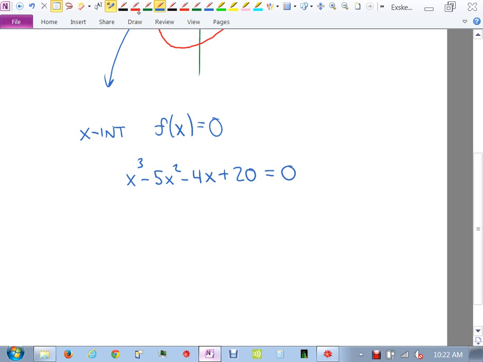So if I group, I'm basically taking right after the second term, I'm trying to factor something out of x cubed minus 5x squared. What factors out of the first 2 terms? X squared. What are you left with? X minus 5. Okay, now what factors out of the second 2 terms? Negative 4, and you're left with x minus 5.